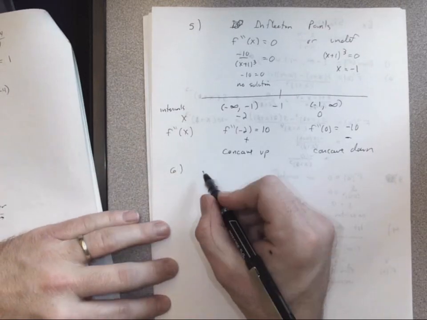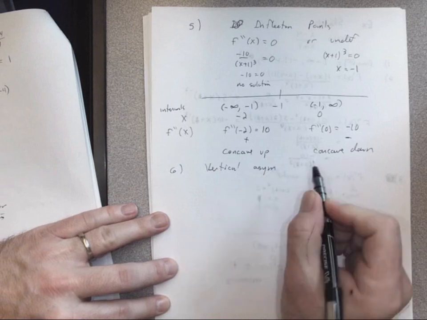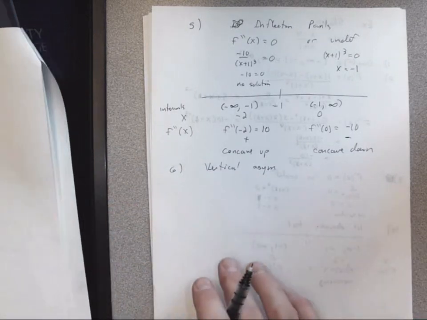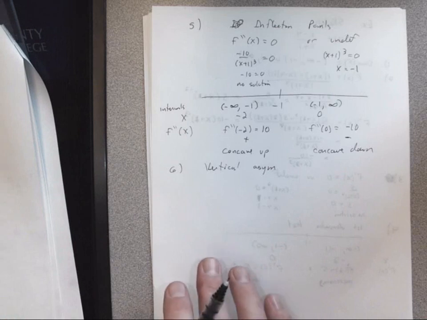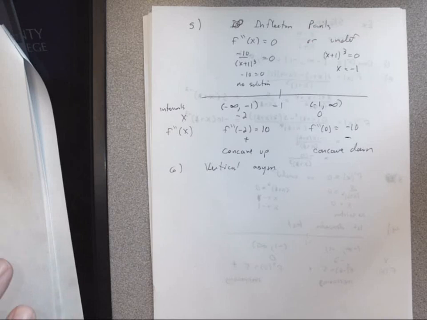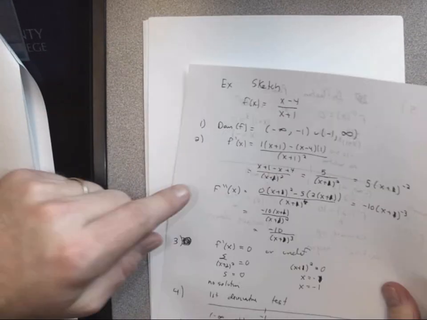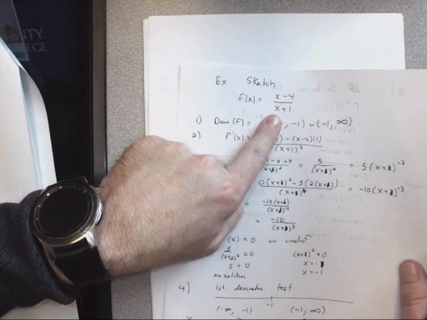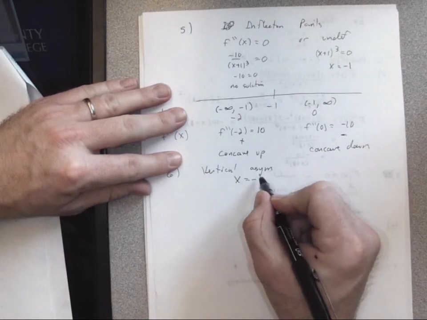Asymptote. We have a vertical asymptote at the 0 of the denominator. So when we looked at the original function, which is this one, this has a vertical asymptote at -1, because that's when the bottom is equal to 0. So x equals -1.